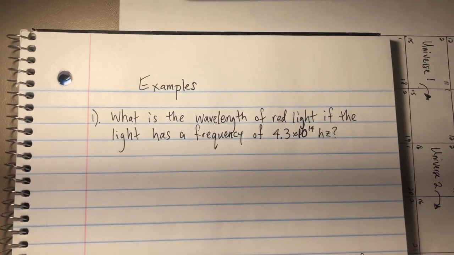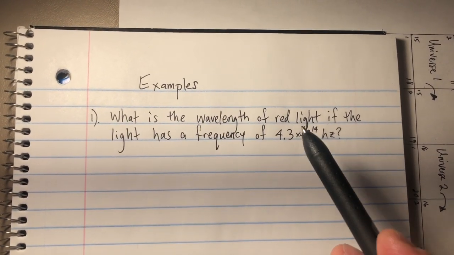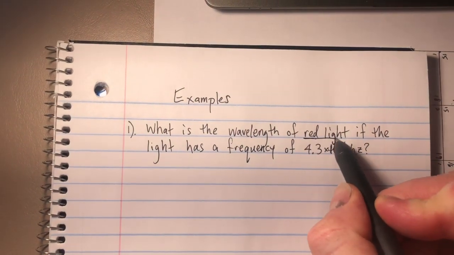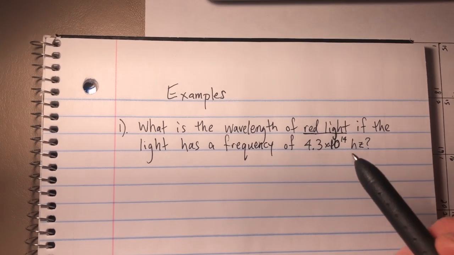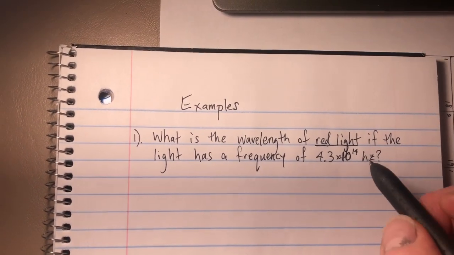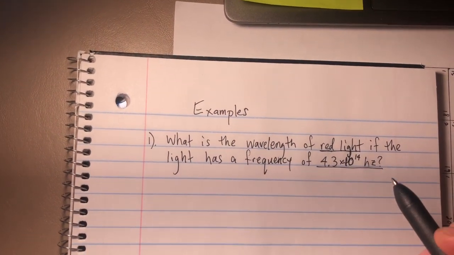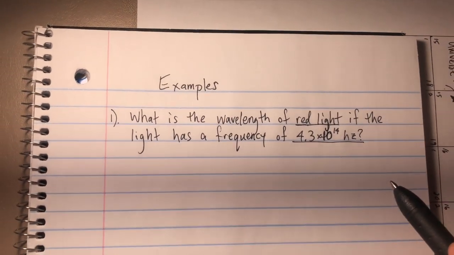Okay, here's our first example. It says, what is the wavelength of red light? I'm going to underline red light. If the light has a frequency of 4.3 times 10 to the 14th hertz. That's a little hard to see, but that says 4.3 times 10 to the 14th hertz.